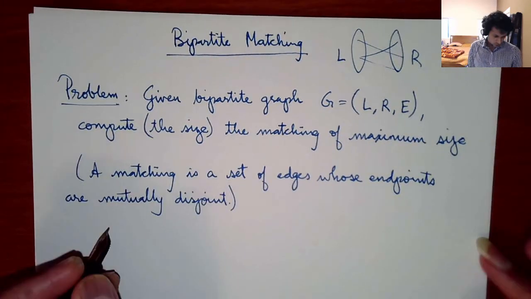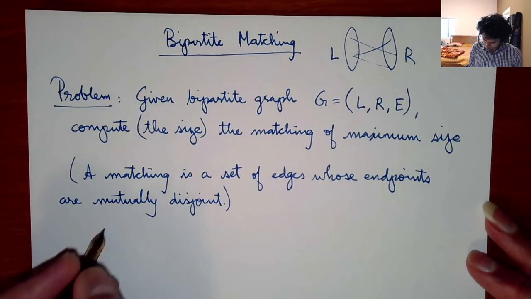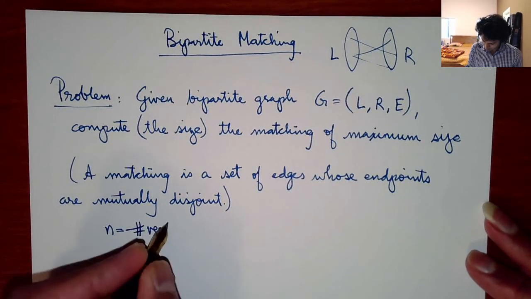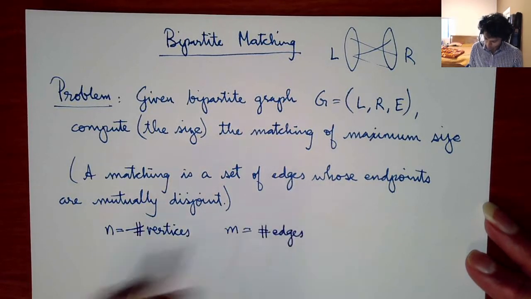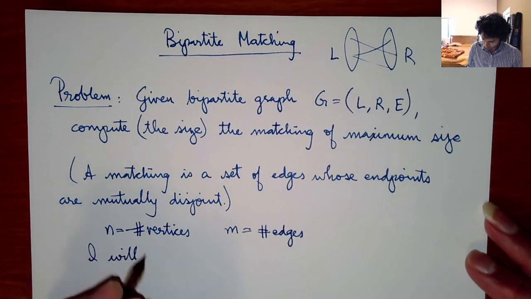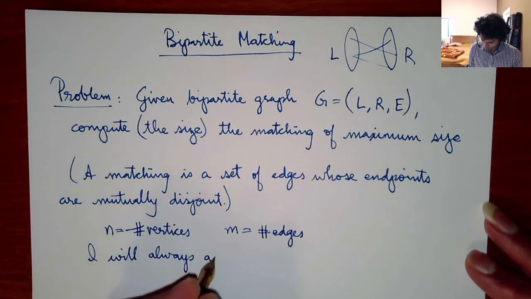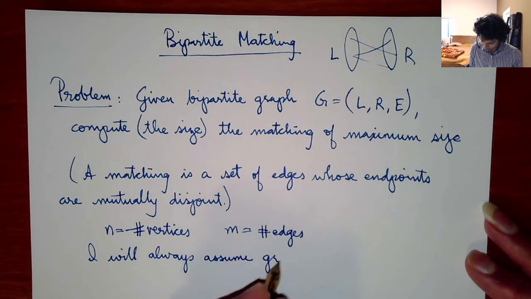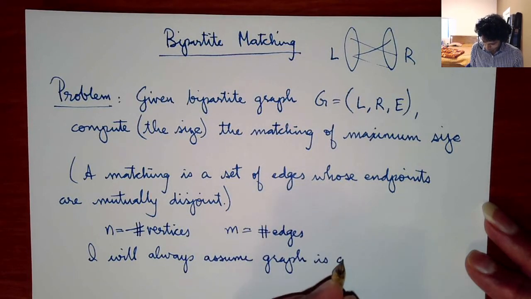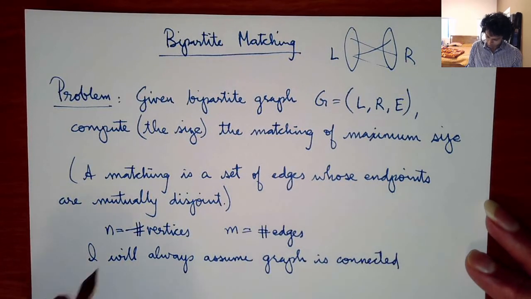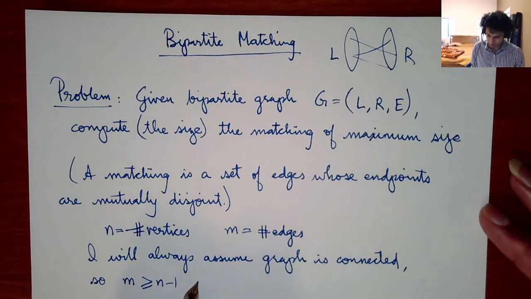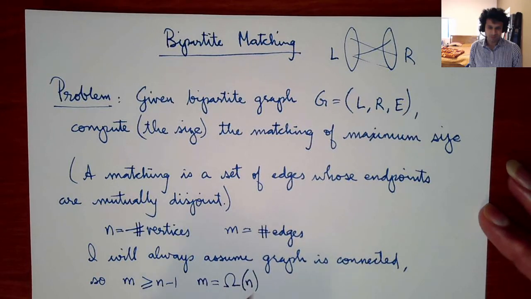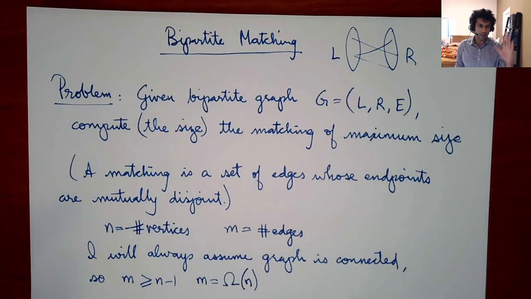So just to get our notation in place, n is the number of vertices, m is the number of edges. I will always assume that the graph is connected unless otherwise stated. So the number of edges is at least the number of vertices minus 1. And so hence, essentially m is omega n. So I'm not going to carry dependencies of m plus n, I'll just say m.